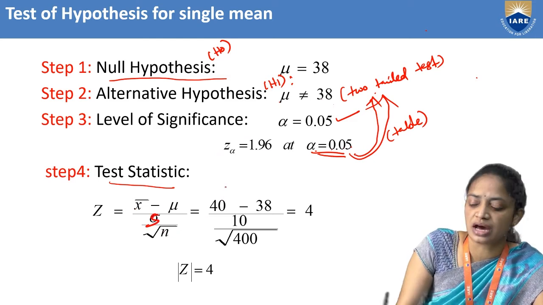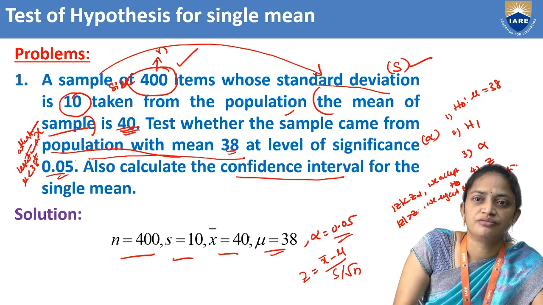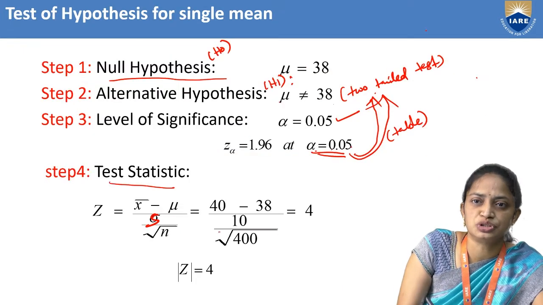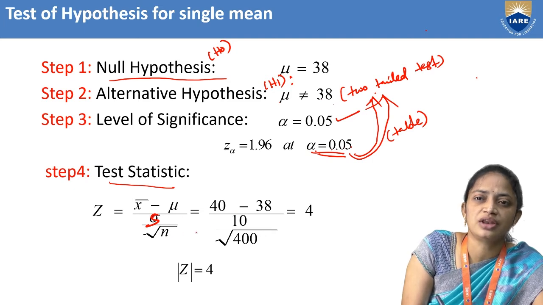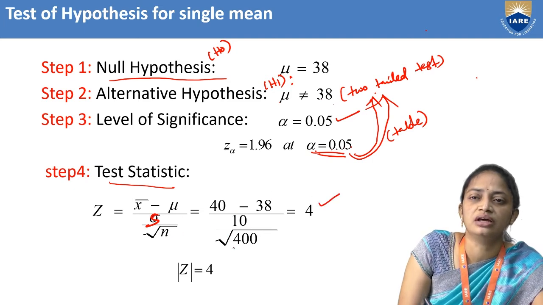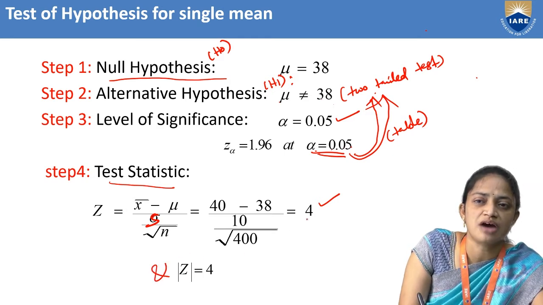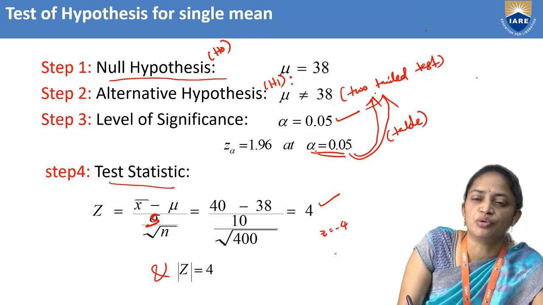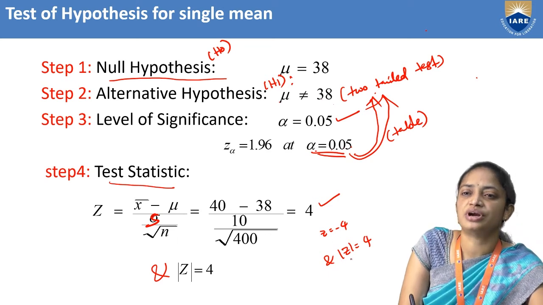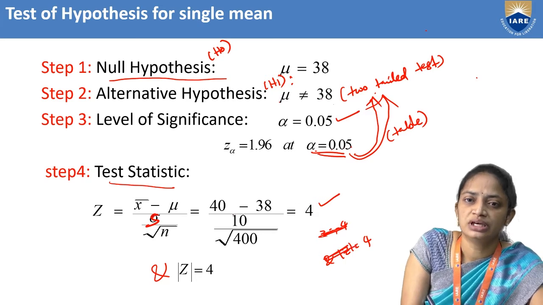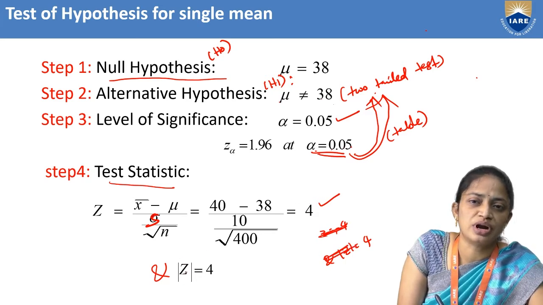So we know that x bar is 40, mu is 38, s is 10 and n is 400. Substitute all these values here. After simplification we will get 4, but we need mod z. If we have a negative value, if z equals minus 4, then you also need to take it as positive. That means here we need to take the mod z value. Here we are having 4, so mod z is 4.